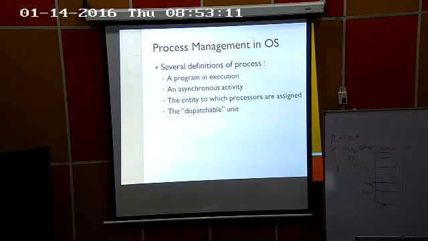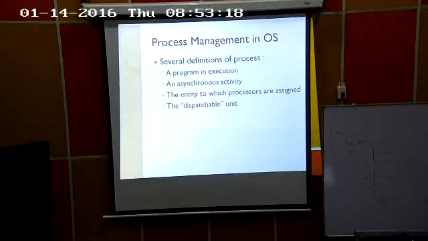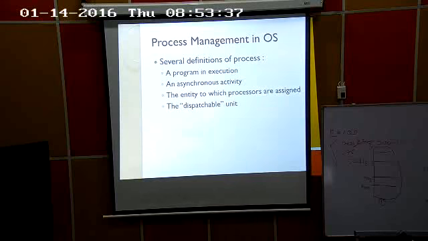There are several definitions of process. A program in execution. A program in execution is running. And an asynchronous activity. Asynchronous happens anytime. For example, our environment is synchronous, the same time. Asynchronous is when you submit your assignment through CDOS anytime. Asynchronous activity.